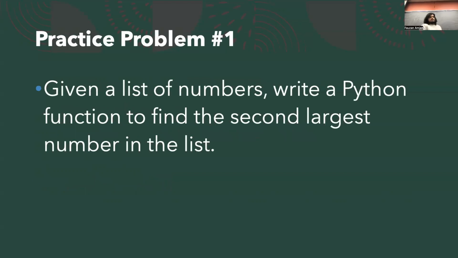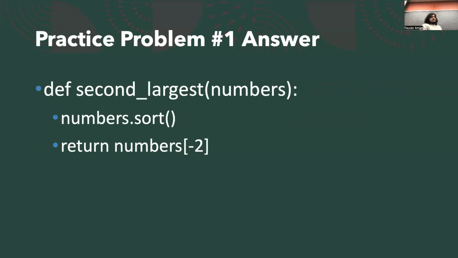This is a practice problem. Given a list of numbers, write a Python function to find the second largest number in the list. And so this would be the answer. You first are given the list of numbers through the arguments. You declare a function with def, the method name, and then the arguments.